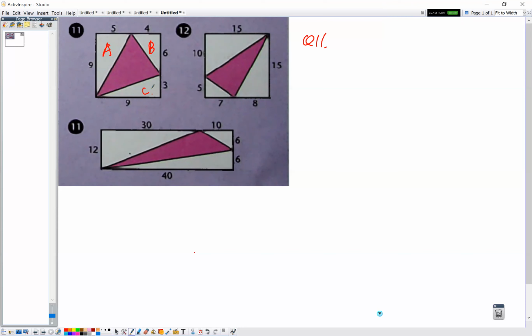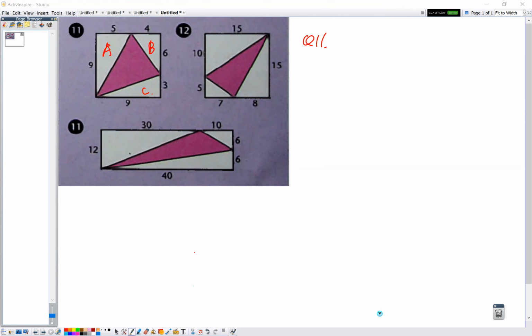We cannot work this out directly. The reason why we cannot work it directly is because we don't know the length. We don't know the base. Because we don't know the length of the base, that's why we cannot work this out directly. So what else can we work out? We can work this out first. For example, can we find out the total area first?